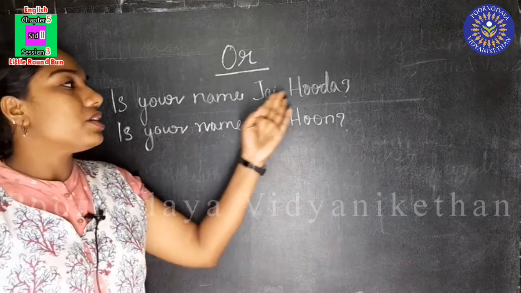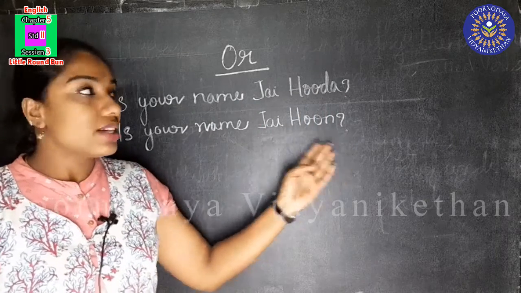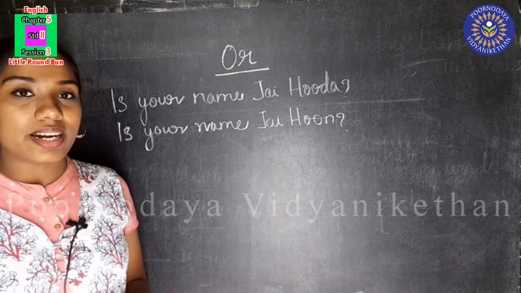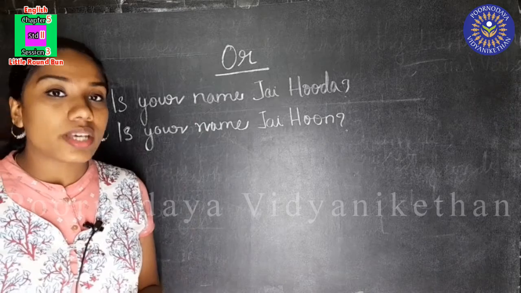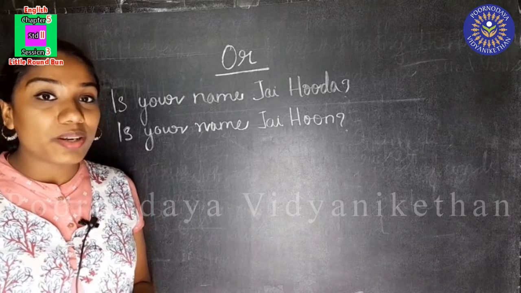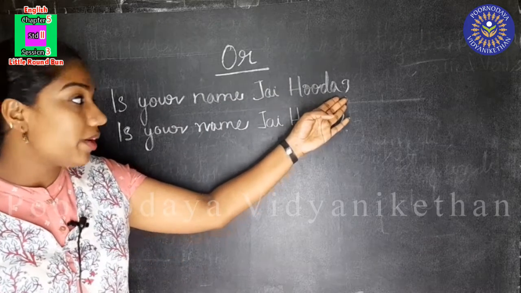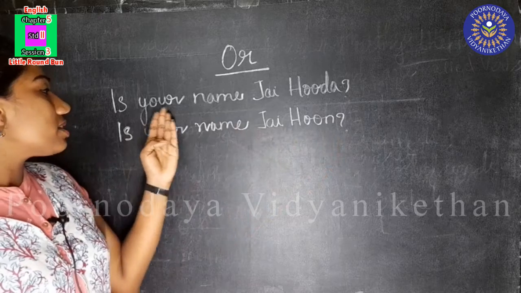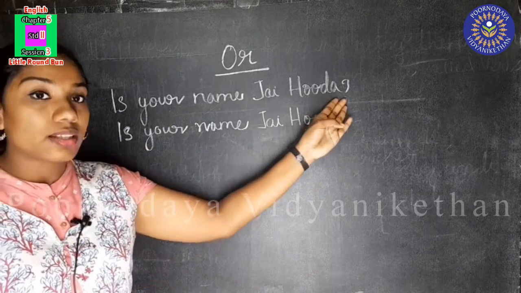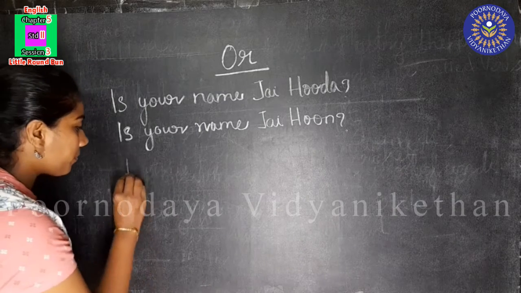Now we have two sentences here. Is your name Jaihuda? Is your name Jaihoon? How can we join these two sentences using or? Is your name Jaihuda or Jaihoon? How can we write it? So we'll write it here.